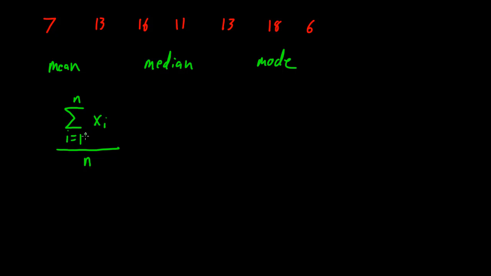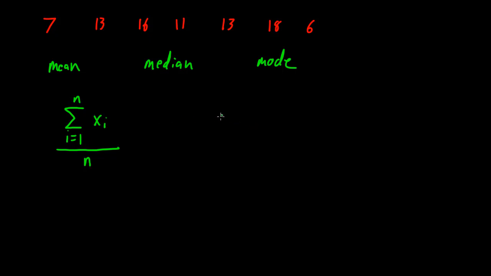And then when i is a given value, this x sub i is going to be equal to the corresponding value from our data. So when i is equal to 1, we have x sub 1, which is equal to 7. When i is equal to 2, we have x sub 2, which is equal to 13, and so on. And we're going to keep adding those values up as we go from i equal to 1 until i is equal to n. And then we're going to take that sum and divide it by n to give us our mean. So to do that, we first need to figure out what this sum is equal to.